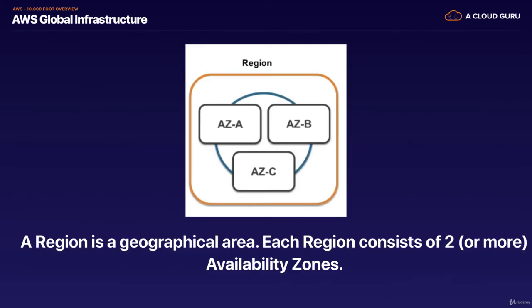So what is a region? A region is just simply a geographical area. So each region consists of 2 or more availability zones. So we have the London region, we have the Northern Virginia region, we have the Oregon region, we have the Sydney region, Singapore region, we have the Tokyo region, etc., etc. So regions are just distinct geographical areas, and each region will always consist of 2 or more availability zones. An availability zone is simply a data center, and a data center is simply a building that's filled with computer stuff. So pretty simple stuff.